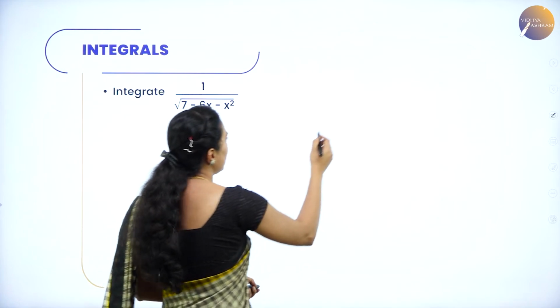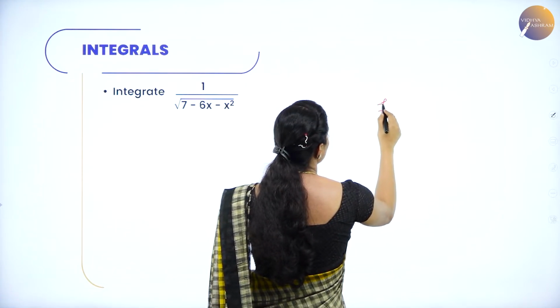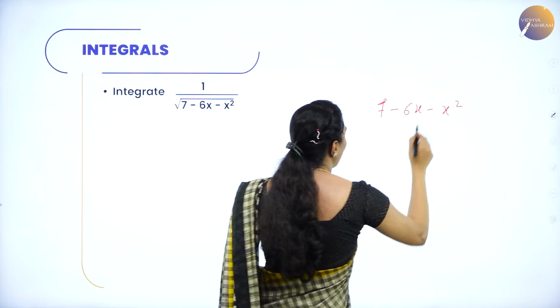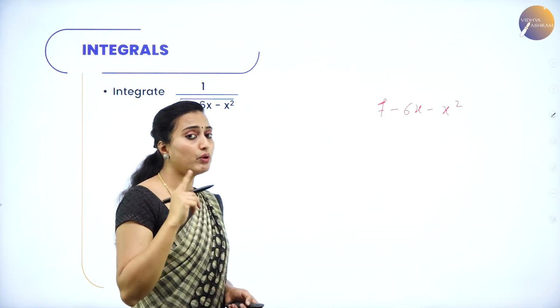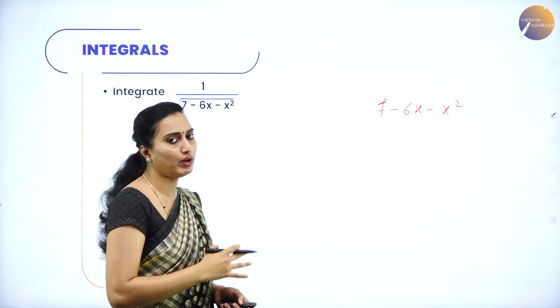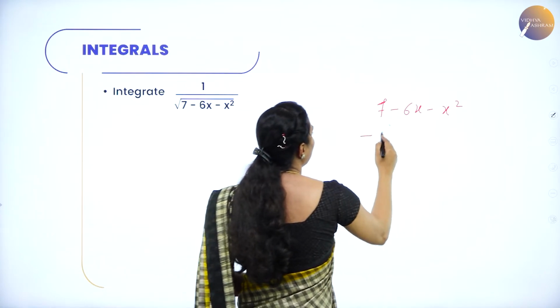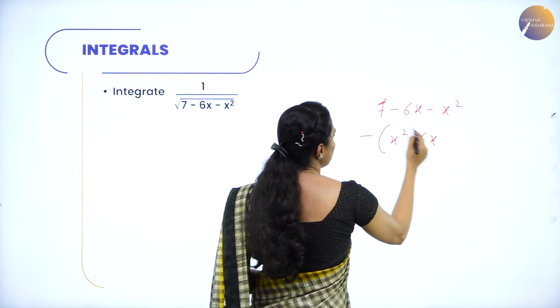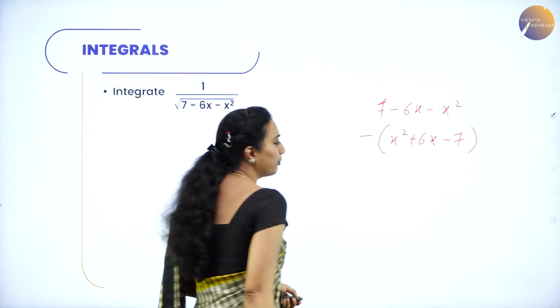Now take the inside term, which is 7 minus 6x minus x squared. Now I want to make the coefficient of x squared as 1. So taking negative 1 common, you can have x squared plus 6x minus 7 there. I hope you got this one.